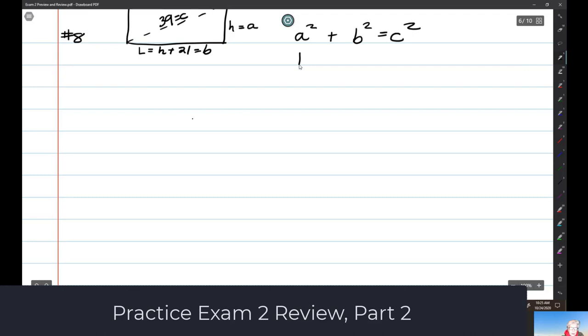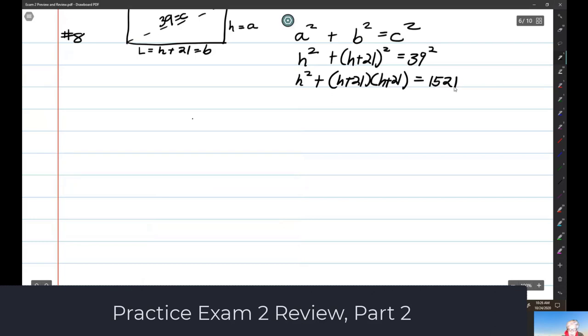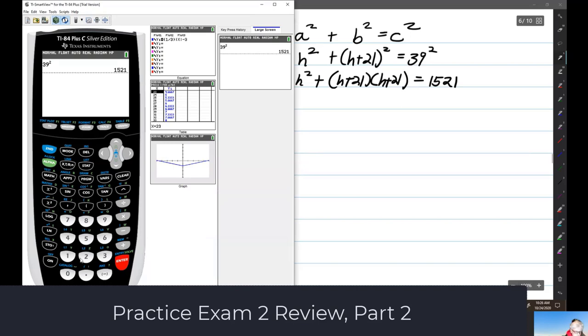So we will have h squared plus h plus 21 squared equals 39 squared. And that'll be h squared plus h plus 21 times h plus 21 equals. Blah, blah, blah. Okay, clear. 39 squared is 1521. And 21 squared is 441, because we're going to need that.